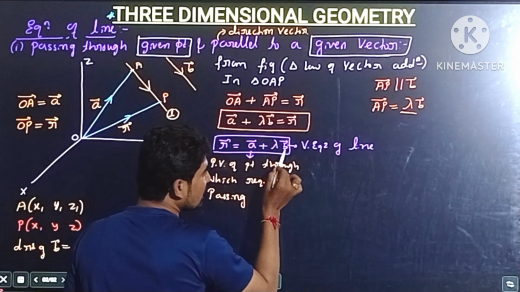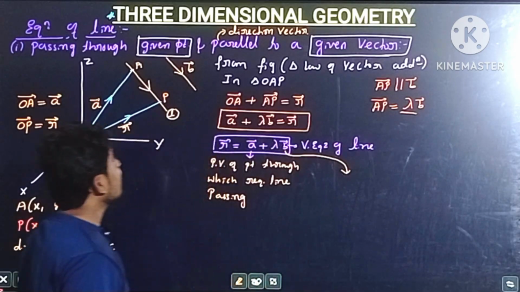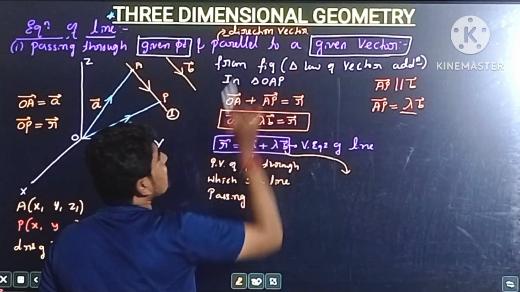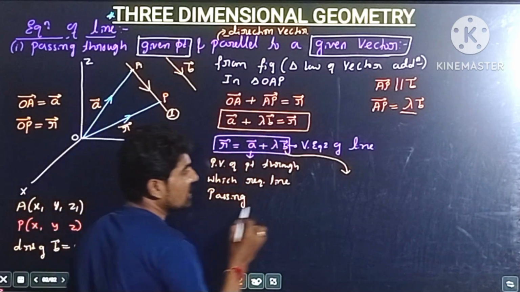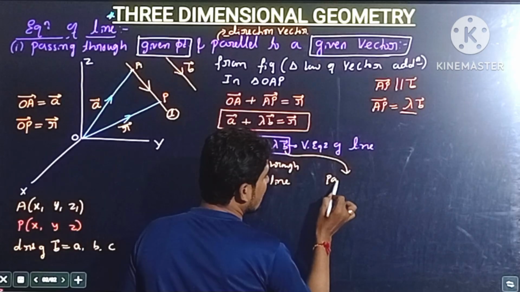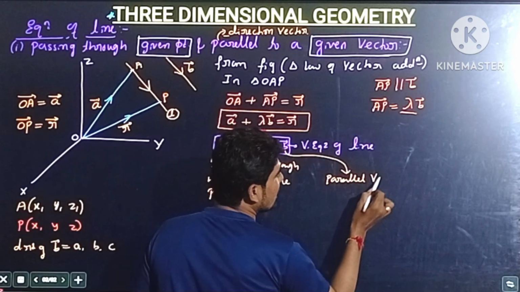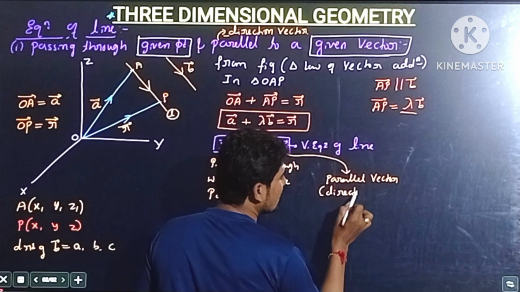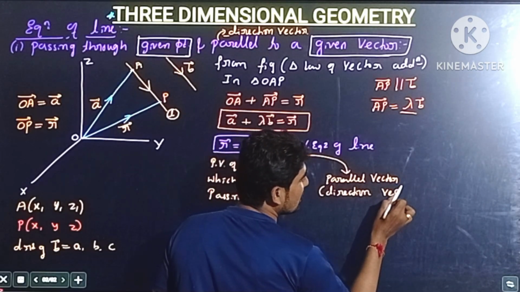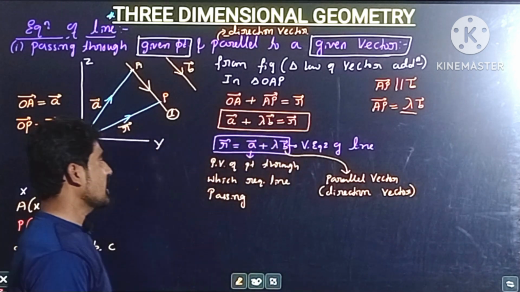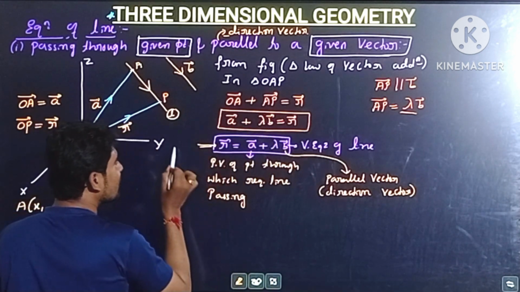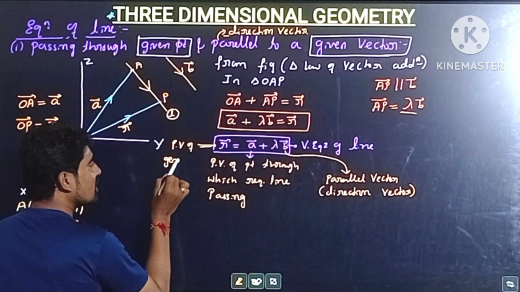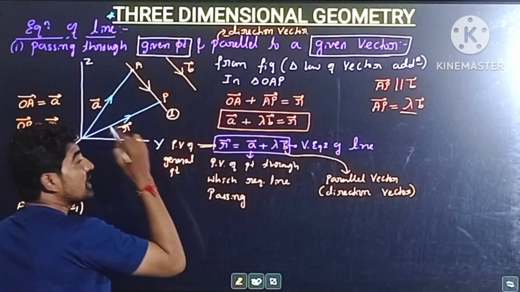And what is this B vector? B vector is a parallel vector of the required line, or in other words we may call it the direction vector of the required line. And what is this R vector? R vector is the position vector of a general point on the line.